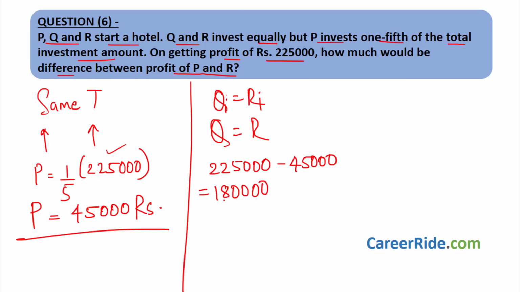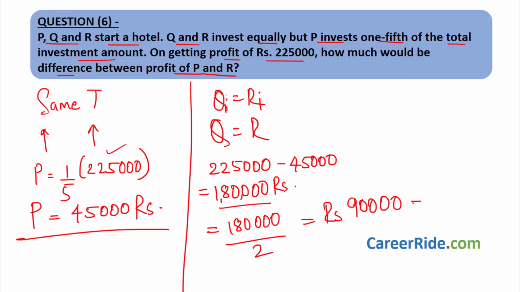So this much profit is still left, and this will be divided equally between Q and R, because both have the same profit, because their investment amount was the same. So 1,80,000 divided by 2, the profit share of Q and R is nothing but 90,000. Profit of Q is 90,000, profit of R is 90,000. Both have the same profit.